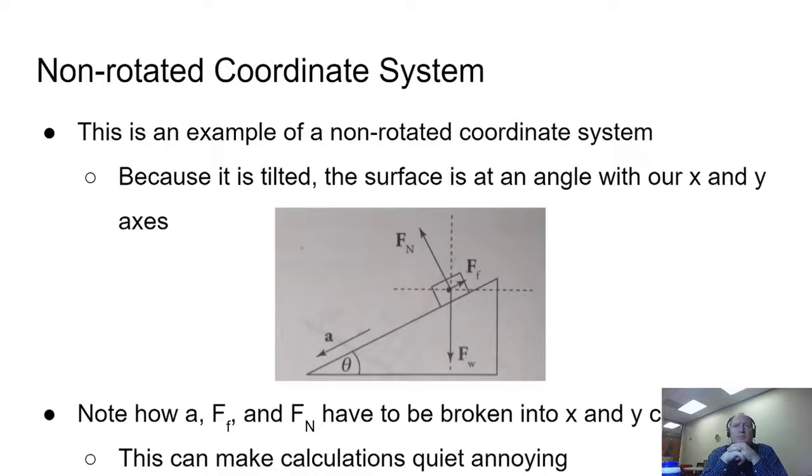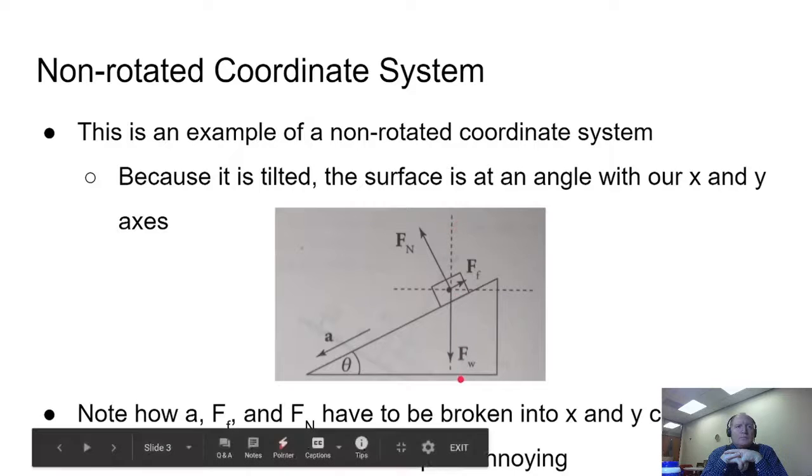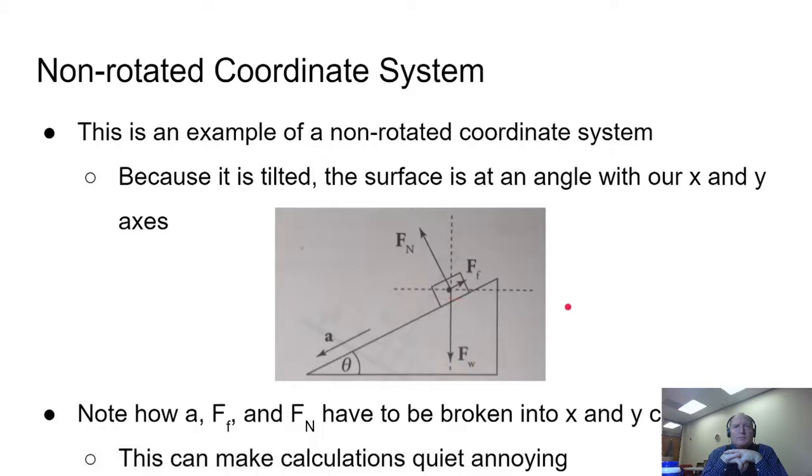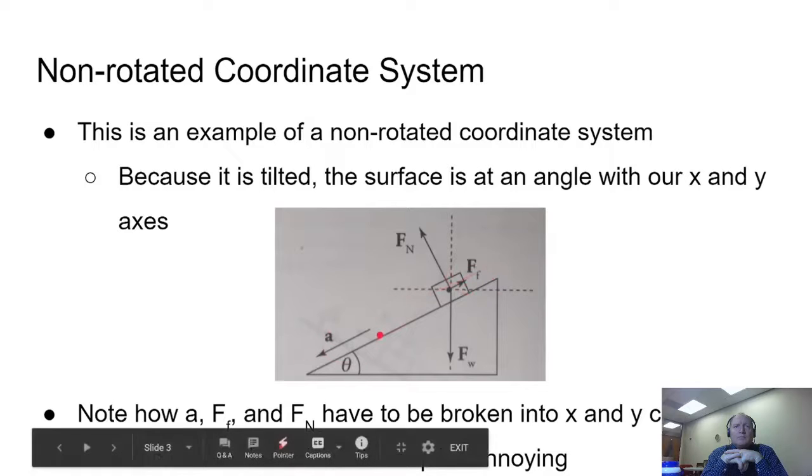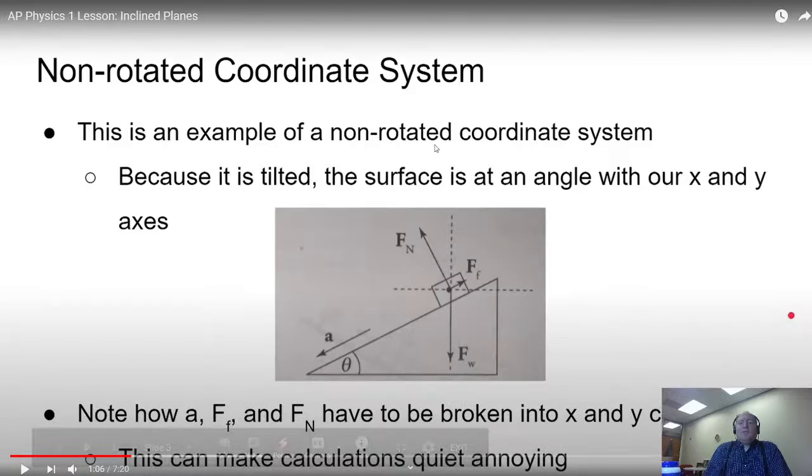We can't really use our normal coordinate system to do it because, as you can see, if we have our y-axis just going straight down and our horizontal axis just going straight left and right, there's going to be some problems with the forces being applied to an object. So as we can see, our normal force is going to be diagonal, our friction is going to be diagonal, and so is our acceleration. Now this becomes a problem because now they have to be broken up into x and y components, and that just makes calculations real. So I love what you're saying.